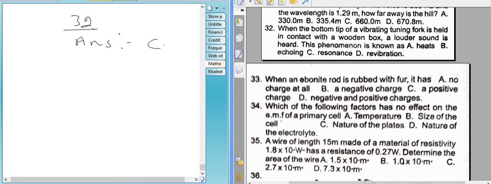Then 33. When an ebonite rod is rubbed with a probe, it has A, no charge at all, B, negative charge, C, a positive charge, D, negative charge. So the correct option is B, because ebonite has negative charge and the probe has no charge. Therefore, the dominant charge will be negative, or the overall charge, because the probe has no charge. Therefore, the correct option is option B.